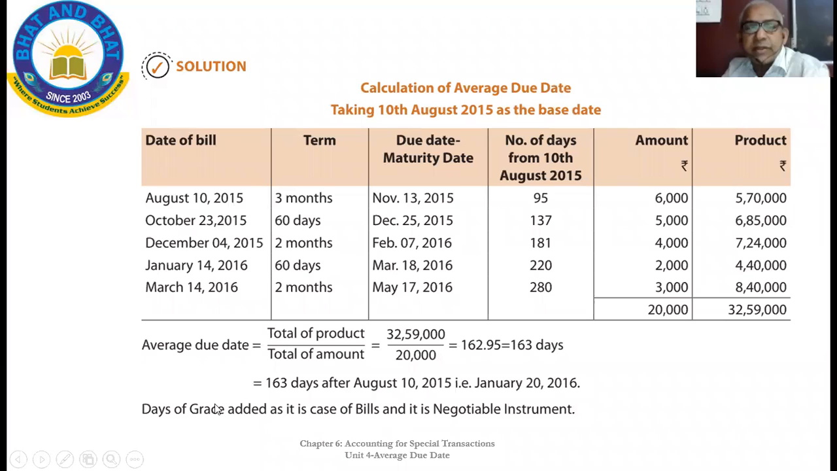Here, this sentence is why 3 days are added: because bills are negotiable instruments. As per that, a bill will have 3 grace days. That is the reason, just like the first and second illustration.